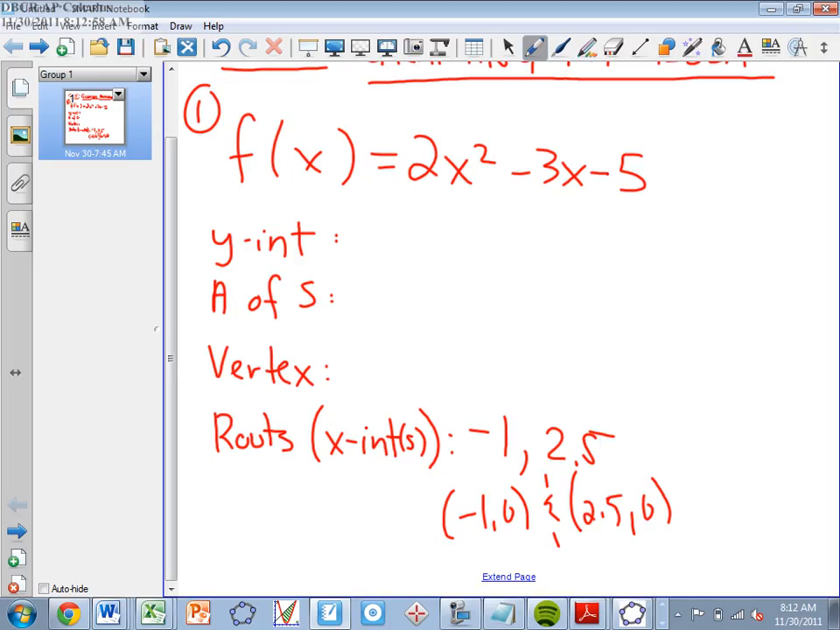Next, what is the y-intercept, everybody? Negative 5. Again, in standard form, quickly look at the last term every time, if it's in the correct order, obviously. Whatever the constant term is, that's the y-intercept. So the y-intercept is 0, negative 5.